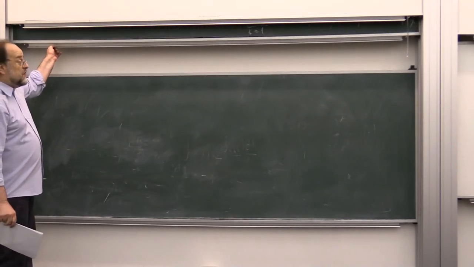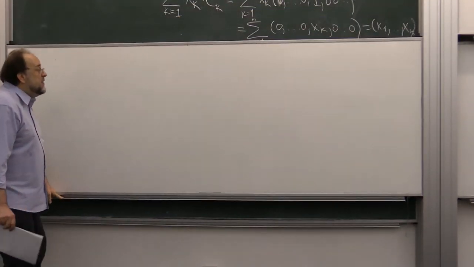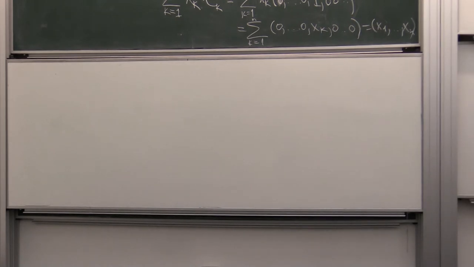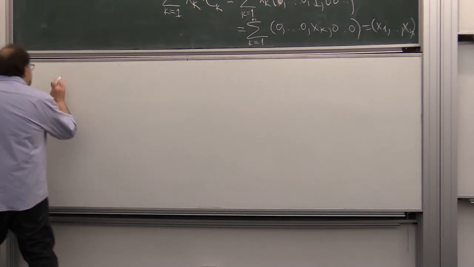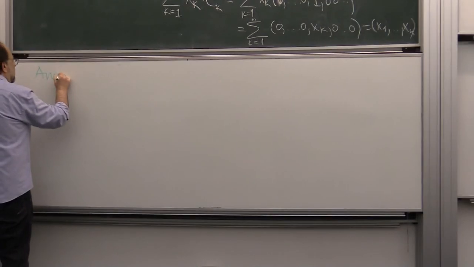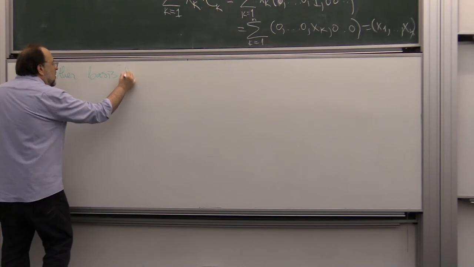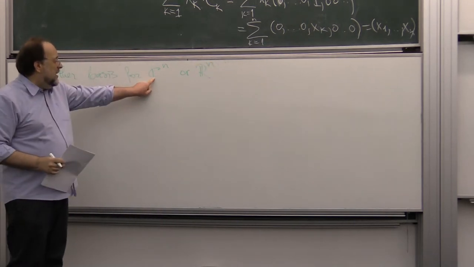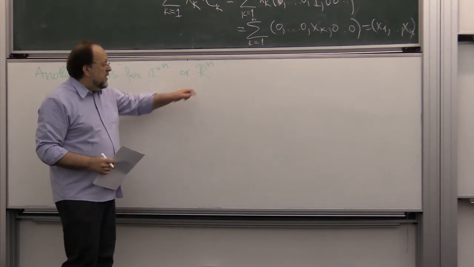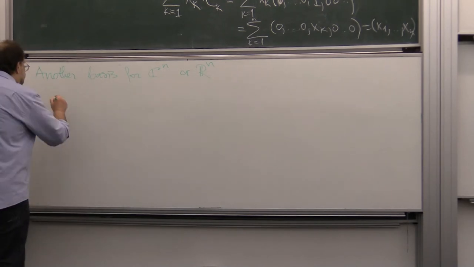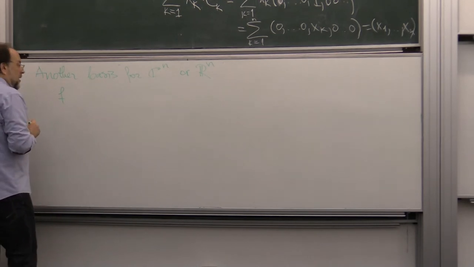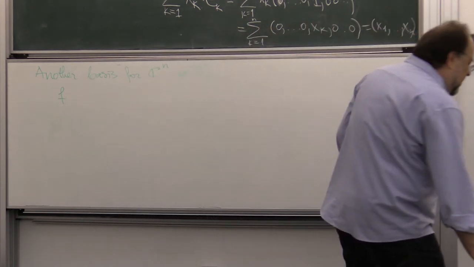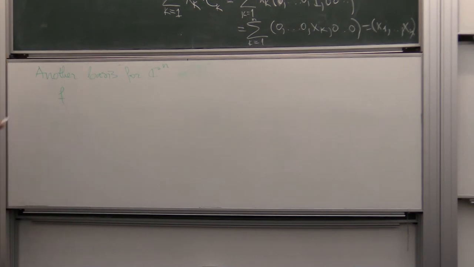Now, this is of course not the only basis, and in fact, maybe it is not the most interesting one. So here is another basis for C^n or R^n. Here your vectors are tuples of complex numbers, and here they are tuples of real numbers. The basis might look a bit strange. In fact, let's first formulate it as just another basis in C^n, because we allow complex vectors with complex coordinates and complex scalars.